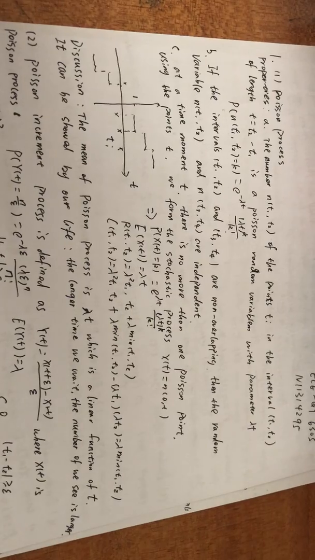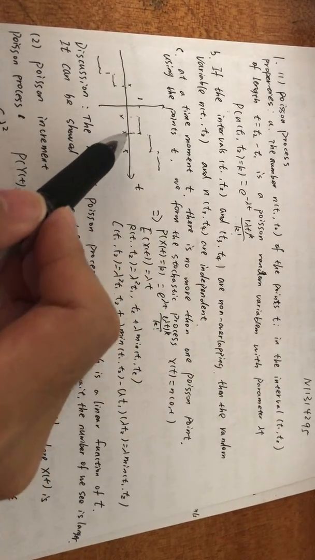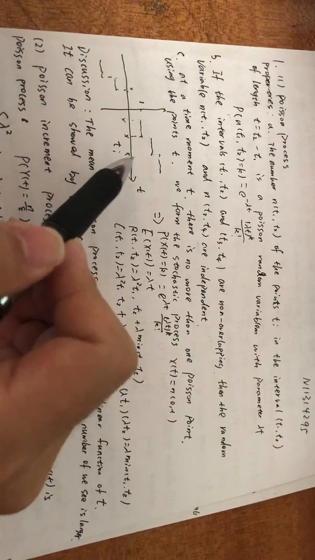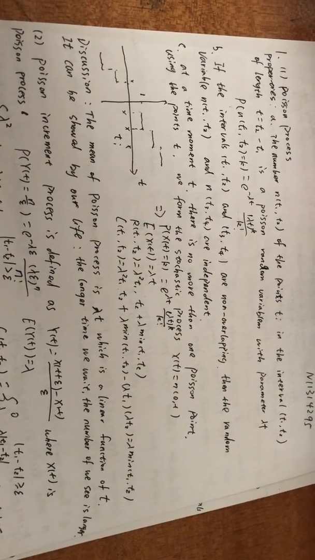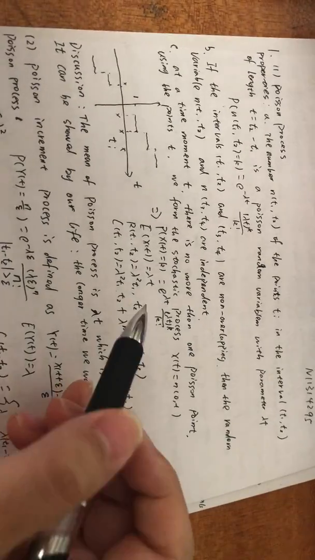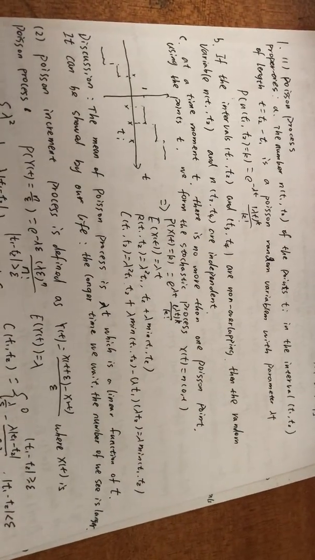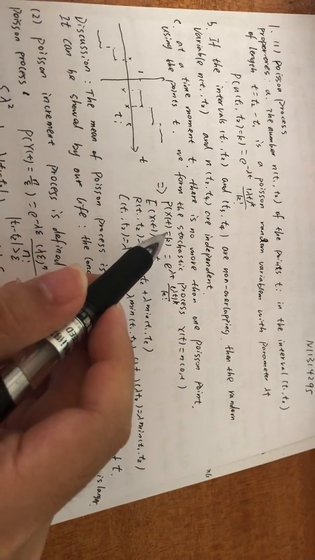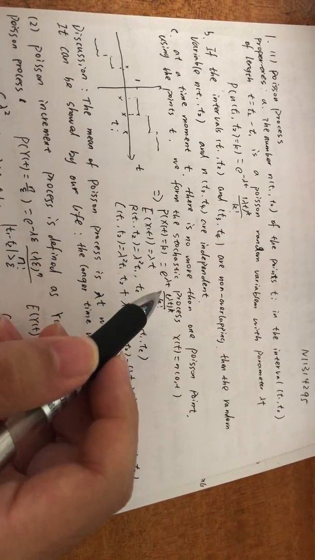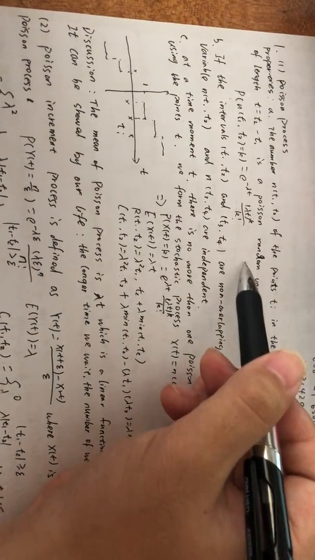And the third one is that at any time moment t, there is no more than one Poisson point, and the x shows the Poisson point. Using the points ti, we form the stochastic process x(t). So this graph shows the Poisson process, and we have the properties. The first one is the first order probability mass function. It is easy to get from here.